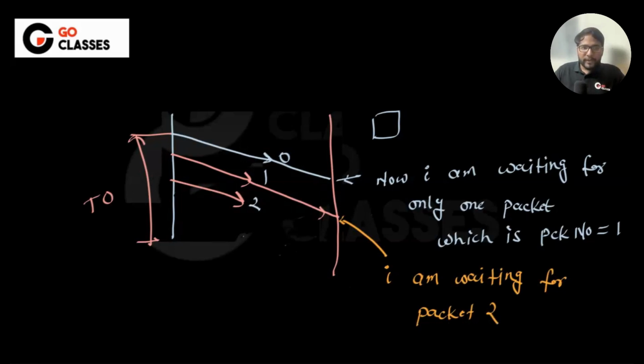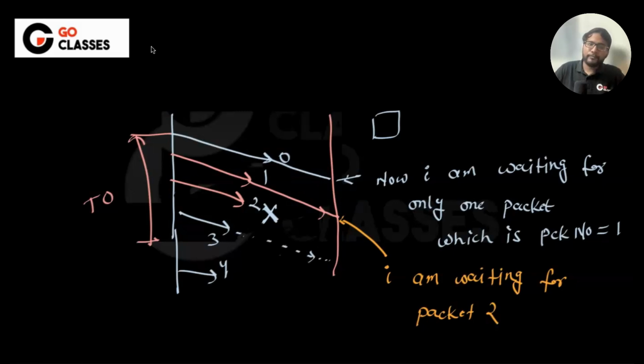Now suppose there are multiple packets that we can send, and for example, let's suppose that this packet 2 for some reason gets lost. Now in this case, it is waiting for packet number 2, and let's suppose packet 3 has arrived. What will it do to this packet? It will discard it. It will say, I'm waiting for packet number 2 and you are packet number 3, so I will discard it.